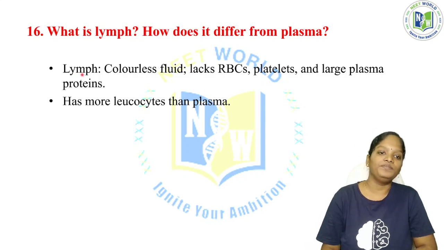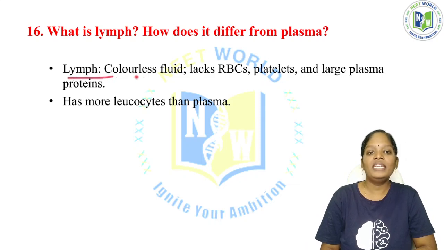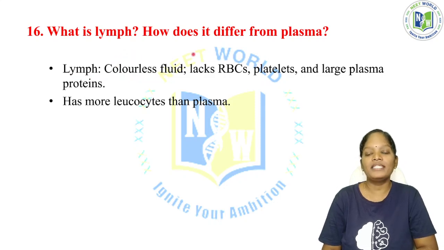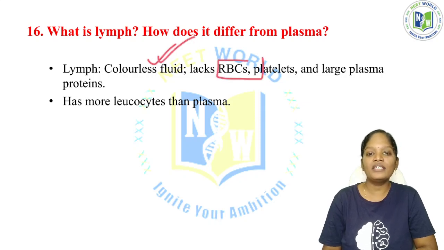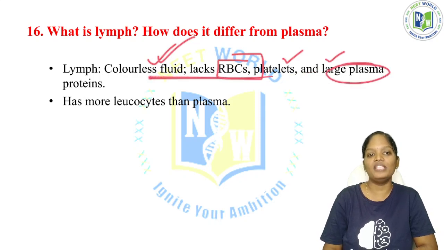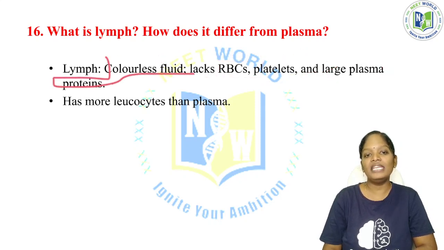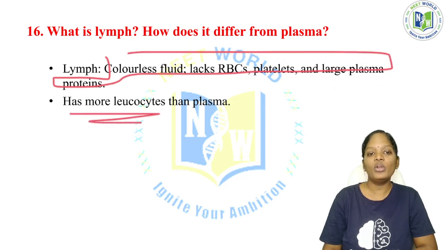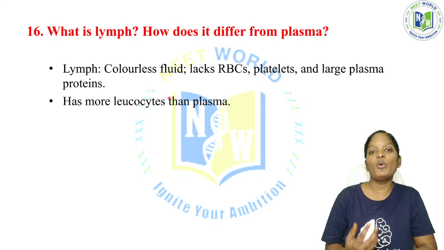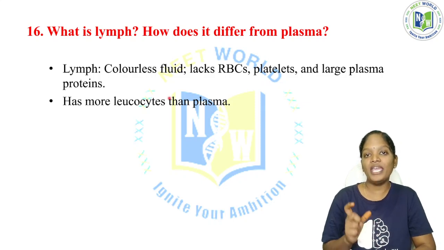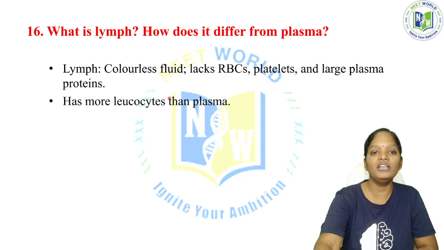Lymph is a colorless fluid, as it has no clotting factors, no fibrinogen. Again, it lacks RBC, it lacks platelets, and it lacks large plasma proteins. All these are lacking in the lymph. When compared to the plasma, lymph has more leukocytes. These are the major differences between the lymph and the plasma.